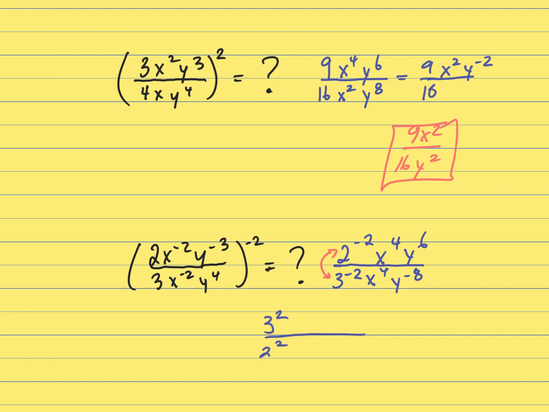Then I'm going to use my rules. Well, 4 minus 4 is 0. Anything to the 0, I'm going to write x to the 0, but anything to the 0 is 1. And then 6 minus negative 8 is positive 14. So I've got 9 y to the 14th over 4, and that is my final answer.